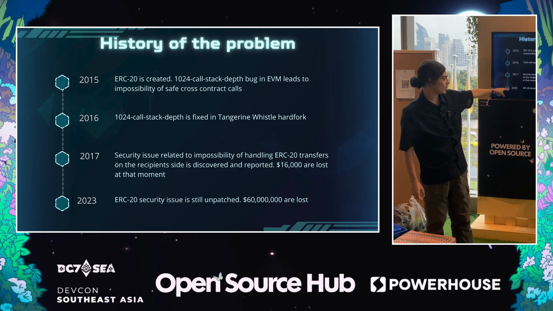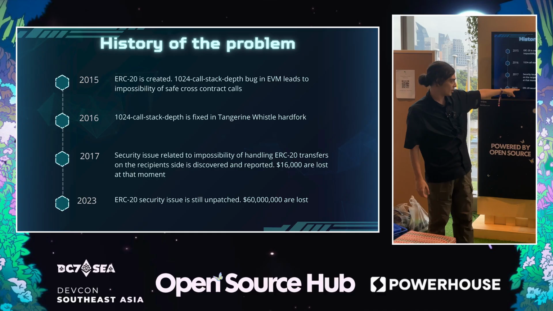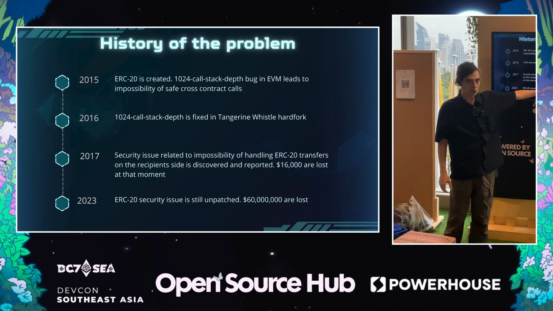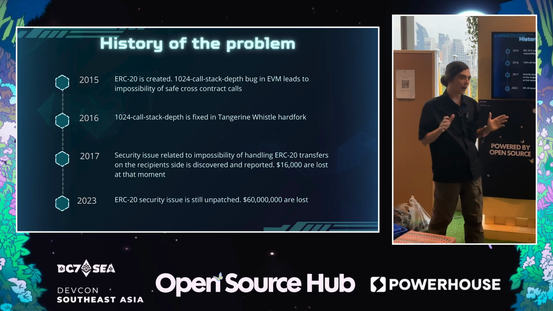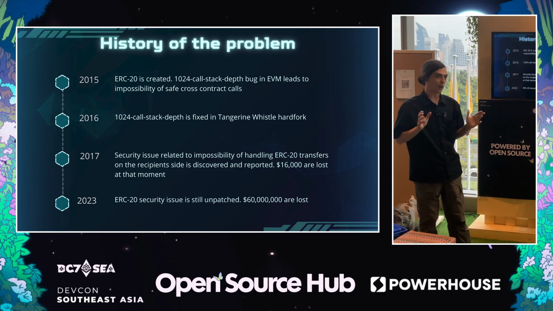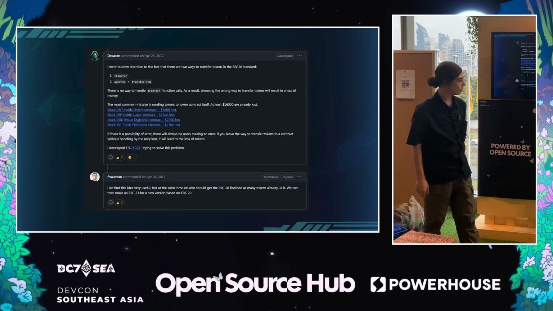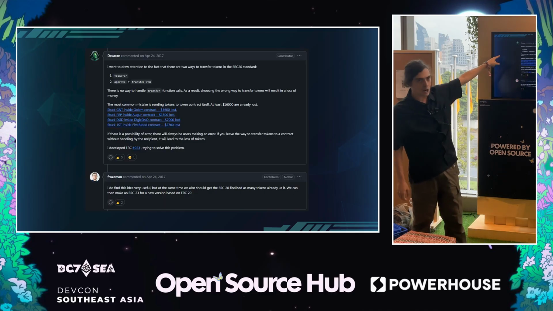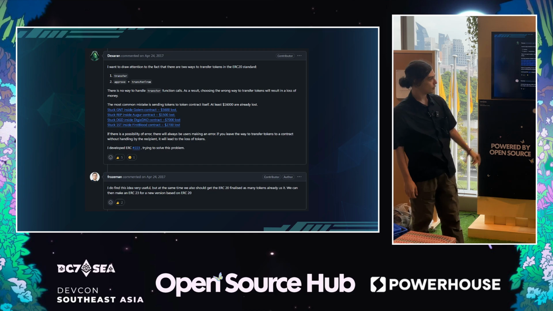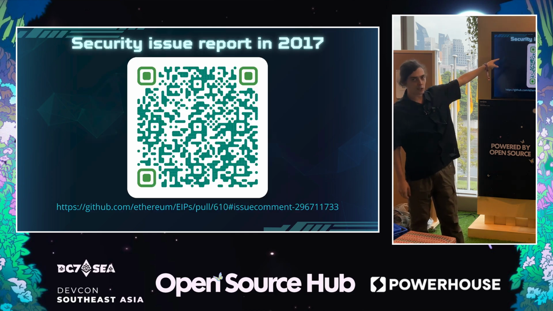In 2023, the ERC-20 security issue was still unpatched, and it cost $60 million lost. As of right now, there are $115 million lost because of this issue. It is still not fixed, even though it was reported 7 years ago. Here is the report. And you can still find it on their GitHub page.